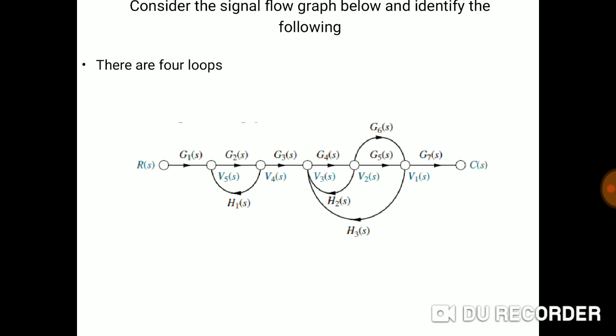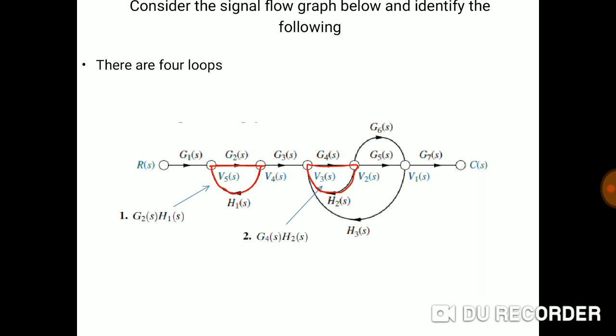Then there are the four loops in the diagram. We will see which are those. First loop is G2 into H1. Loop means, as we have shown, starting point and ending point are the same. Here the starting point is from the first G2 of S and the ending point is the H1 of S, to the particular point.